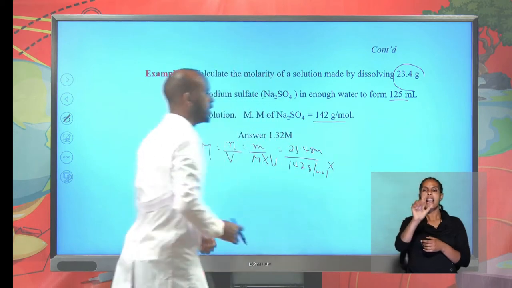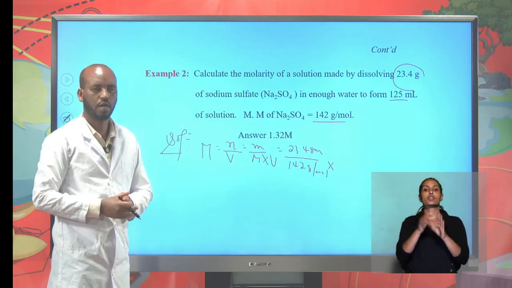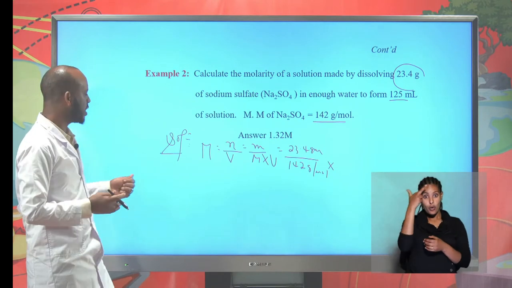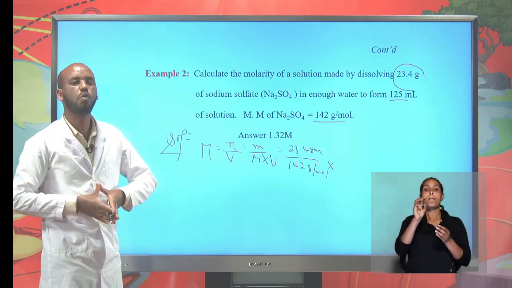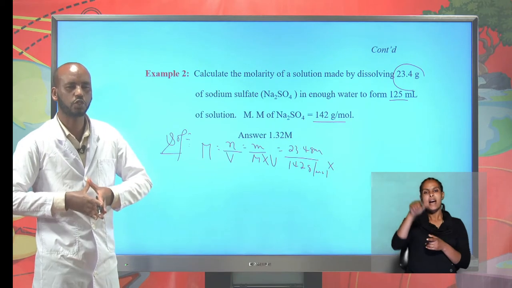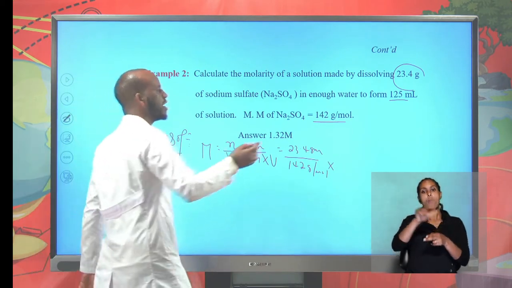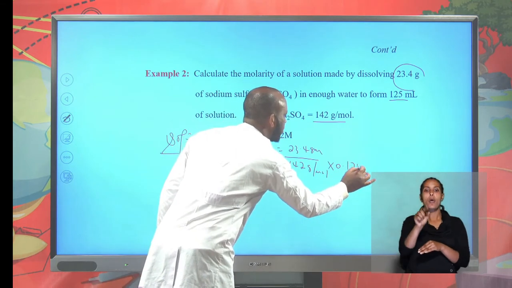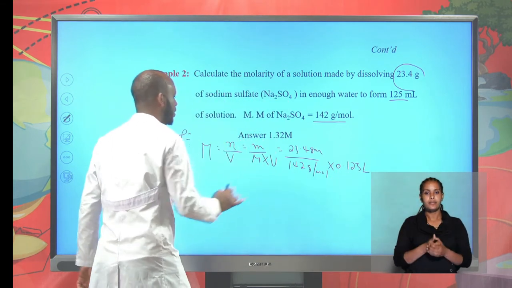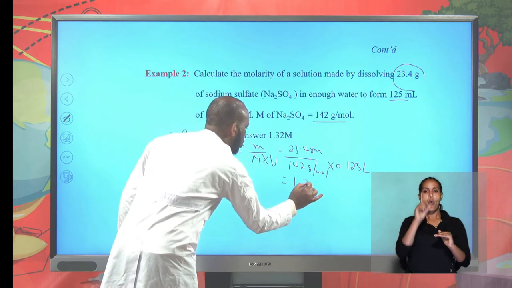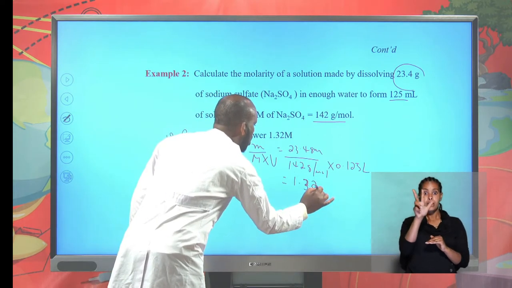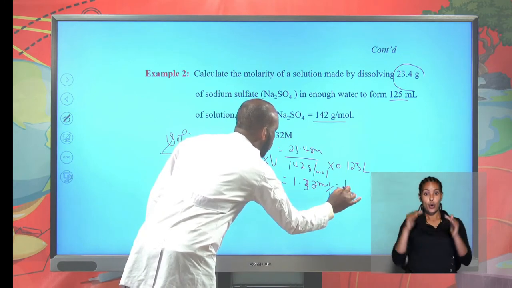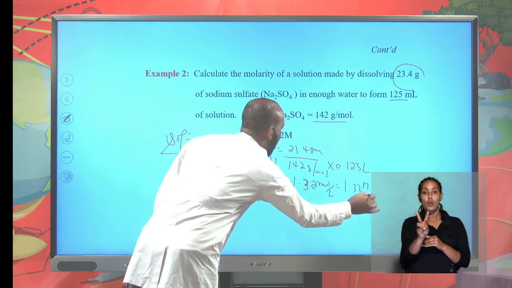125 milliliters is the volume of the solution. You have to convert it into liters because the unit of molarity is mole per liter, which is known as molar. 125 milliliters is the same as 0.125 liter. This equals 1.332 mole per liter, equal to 1.32 molar.